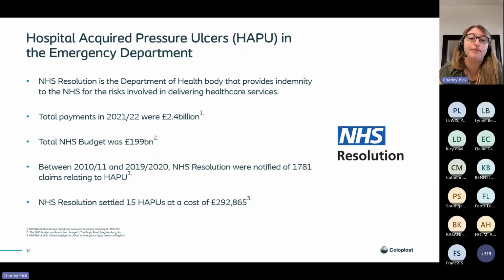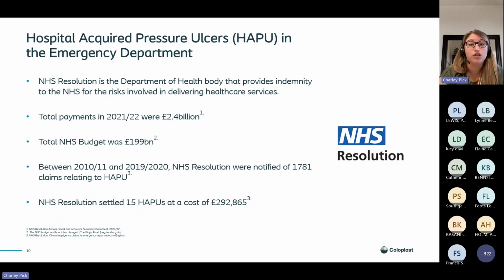Now, this information on this slide has been taken from the NHS resolution. An NHS resolution is the Department of Health body that provides the indemnity to the NHS for the risks involved in delivering healthcare services. So, to put it in layman's terms, the NHS resolution pays out money as compensation, if you like, for patients that haven't received the care that they should have received. Now, that's not to say they haven't received the care. Generally, what happens is that care hasn't been documented, and therefore, if it's not written down, then it hasn't happened.